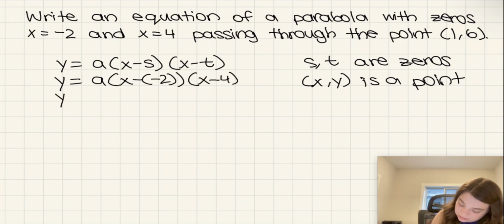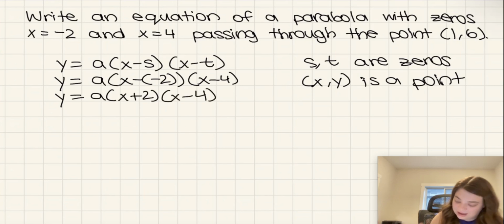And also we know that minus -2 is plus 2, and so we can simplify it like that as well. Now what we have here, y equals a times (x plus 2) times (x minus 4), actually represents a family of parabolas that all have these zeros. However, not all of them pass through the point (1, 6). There's only one parabola that passes through (1, 6) and also contains these zeros.